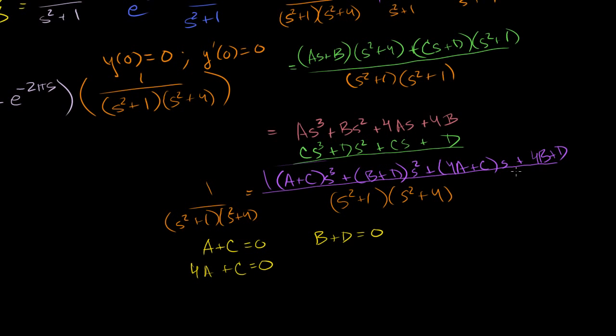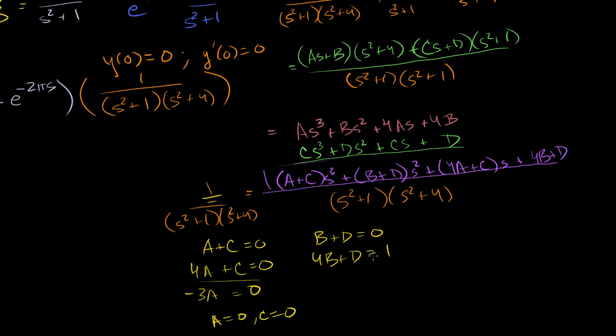And then we're almost done. 4b plus d must be the constant terms. There is a constant term there. So 4b plus d is equal to 1. So let's see if we can do anything here. If we subtract this from that, we get minus 3a is equal to 0, or a is equal to 0. If a is equal to 0, then c is equal to 0.